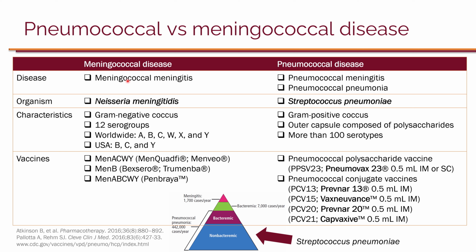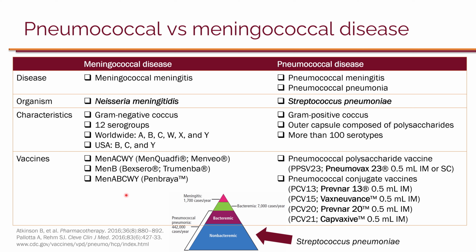Now, in contrast, we have meningococcal disease, which essentially means meningococcal meningitis. And this is due to the organism Neisseria meningitidis, which is a gram-negative coccus, so it's very different than Streptococcus pneumoniae. And similarly, because it has a capsule, there are different serogroups. There are 12 serogroups that are known. Worldwide, serogroups A, B, C, W, X, and Y cause invasive disease, whereas in the US it is more likely to be serogroup B, C, and Y.